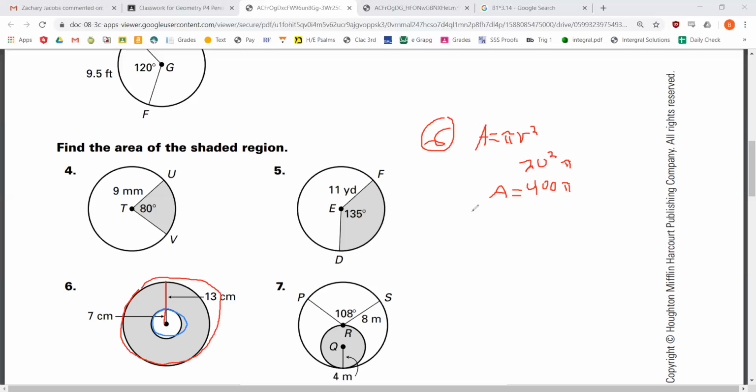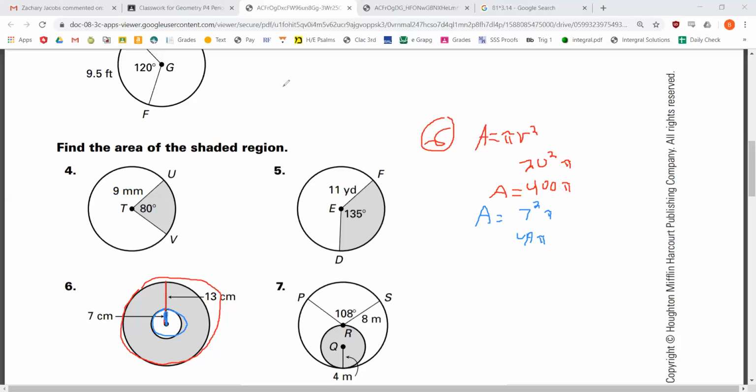Now, let's do the small circle. The small circle is still the same formula. But what is the radius of the small circle here? 7. Just 7. Good. So it's going to be 7 squared pi. So that's 49 pi. Okay?